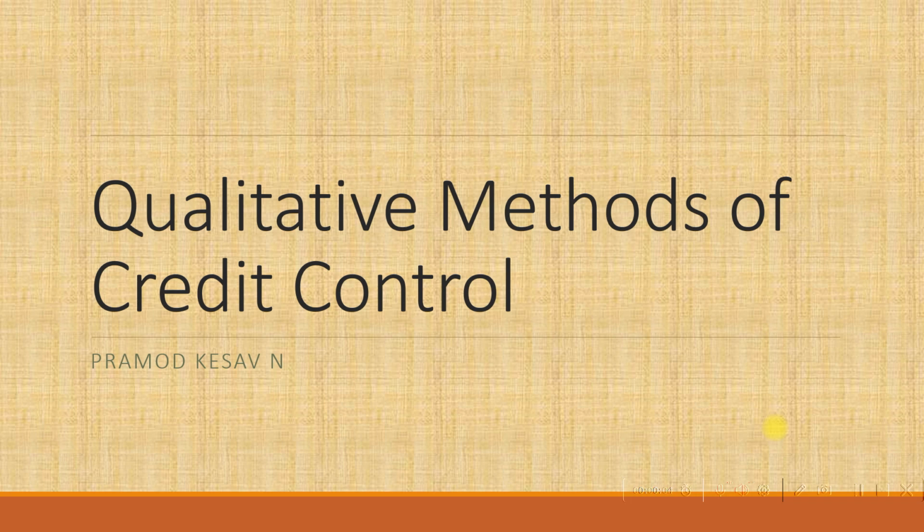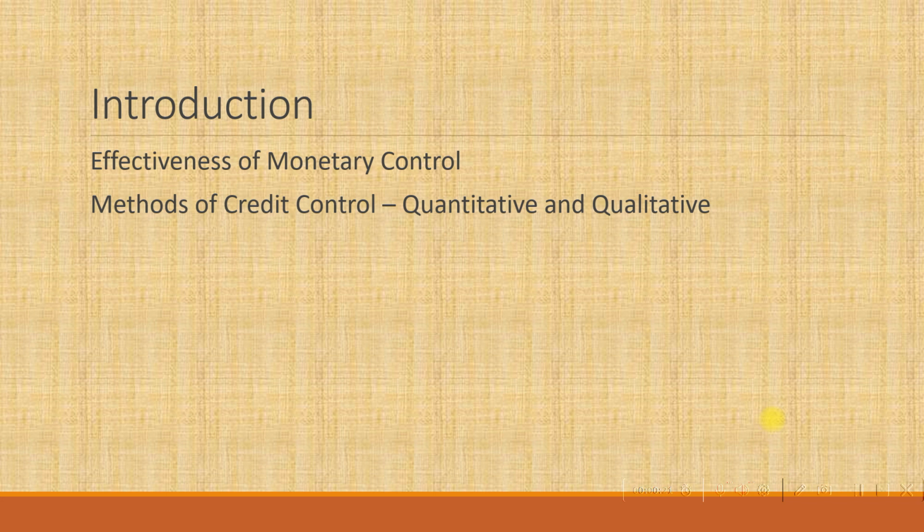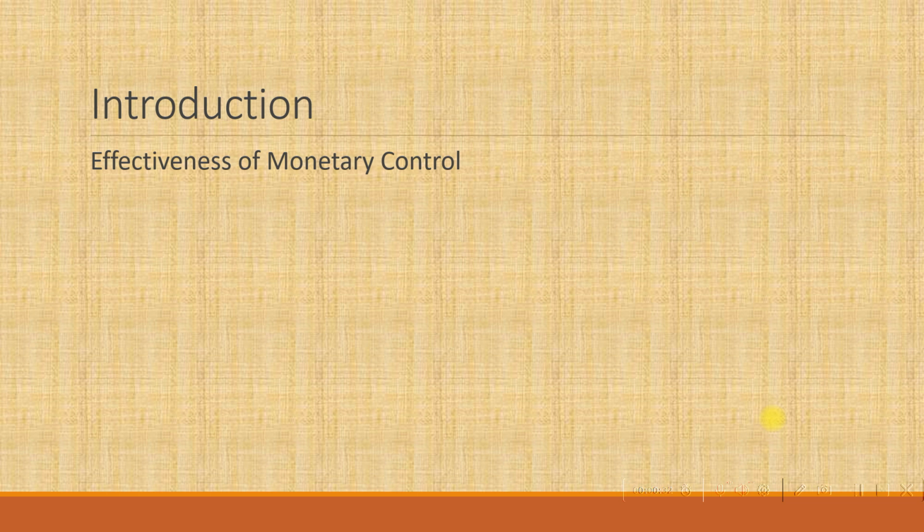Qualitative methods of credit control. In this session, we will go through the introduction of qualitative methods of credit control, where we'll see the effectiveness of monetary control and methods of credit control. There are two methods, one is quantitative and the other is qualitative. In this session, we will only take qualitative. So first we'll see what is the effectiveness of monetary control.